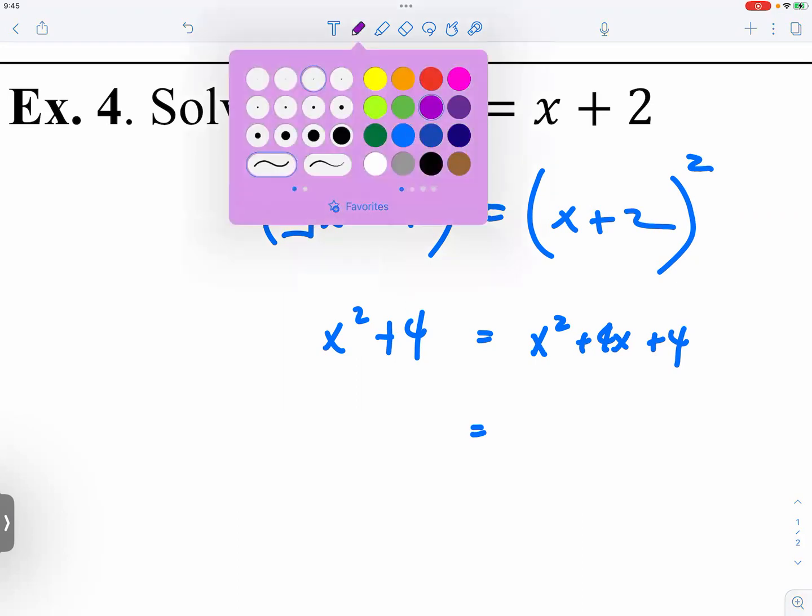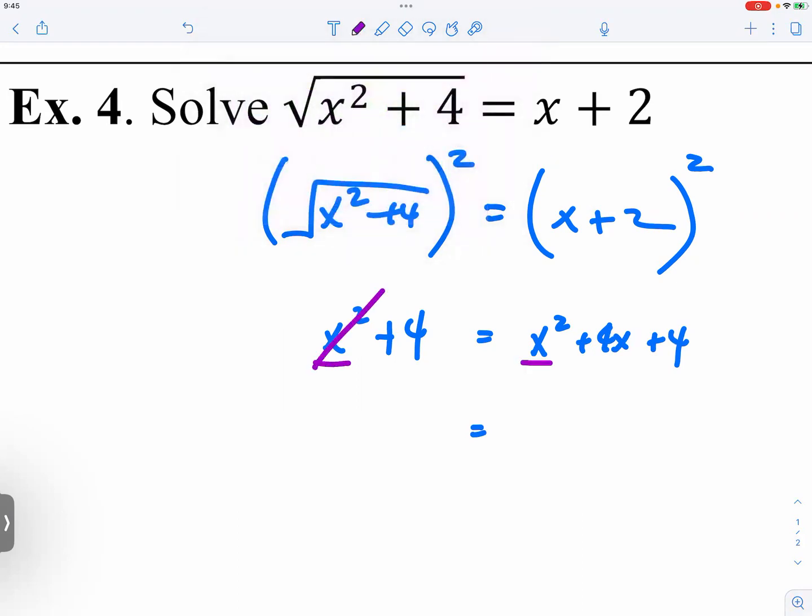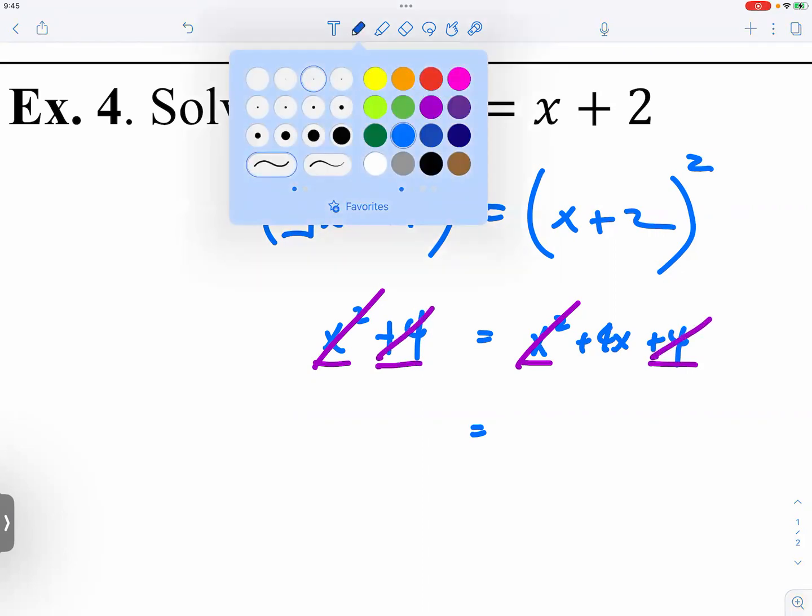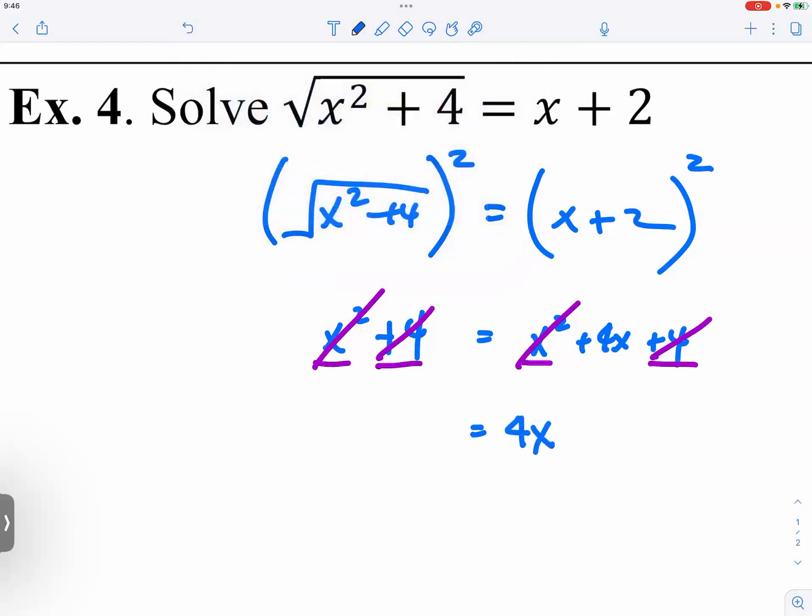And if you try to simplify this, you look at x squared, and there's x squared on each side, so you can cancel that out. And you have plus 4 on each side. That means you can subtract 4 on both sides, and that would be gone. So on the right-hand side, all that is left is 4x. What is left on the left? 0. So what's the x value? 0.